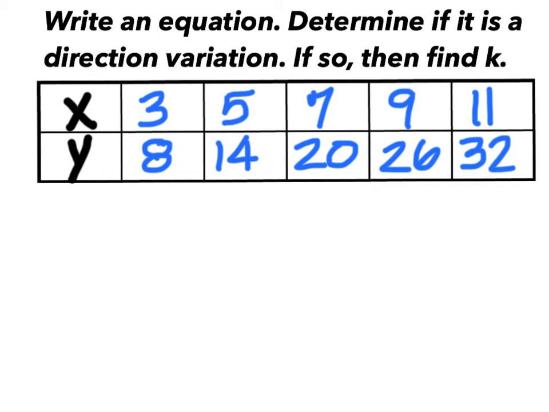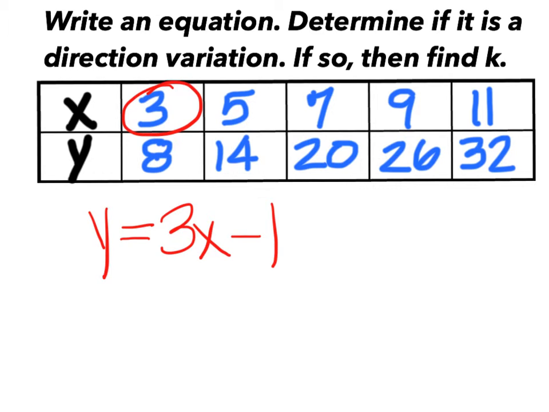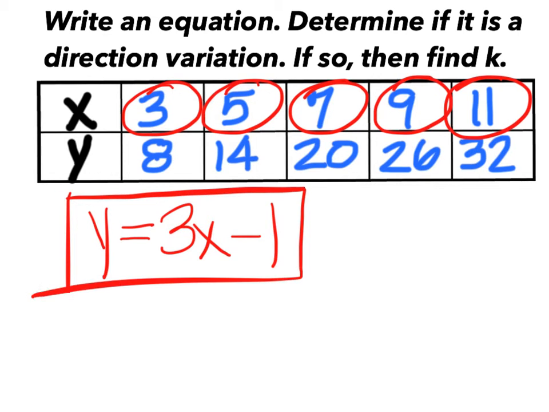Yeah, we're going to, well, let's see. Yeah, times 3 minus 1. Y equals 3x minus 1. 3 times 3 is 9. Minus 1 is 8. That would give us 15 minus 1, 21 minus 1, 27 minus 1, and 33 minus 1. Is this a direct variation? No.